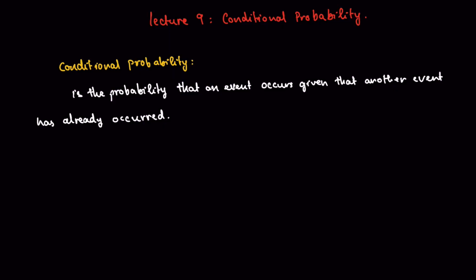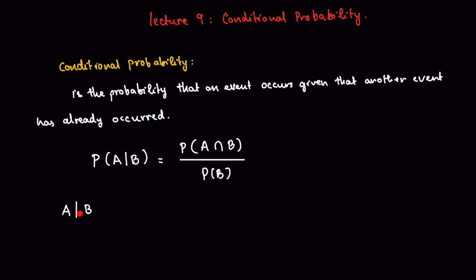Now, mathematically, you have the formula to calculate conditional probability, and it's written as follows. The probability of A given B. In this case, the notation means that I want to calculate the probability of the event A occurring given that the event B has already occurred. And this is equal to the probability of A intersect with B divided by the probability of B. The vertical line means given. So A occurring given B has already occurred.